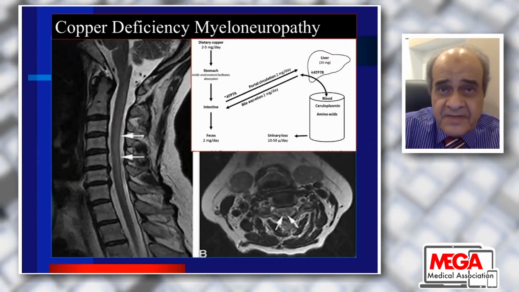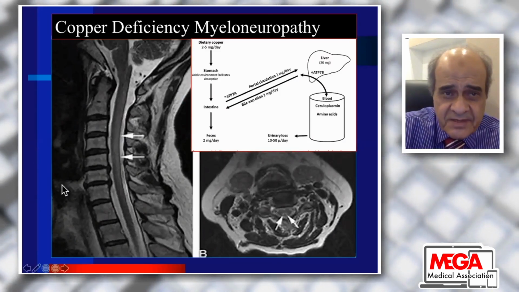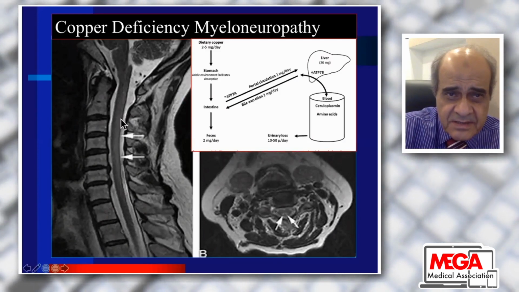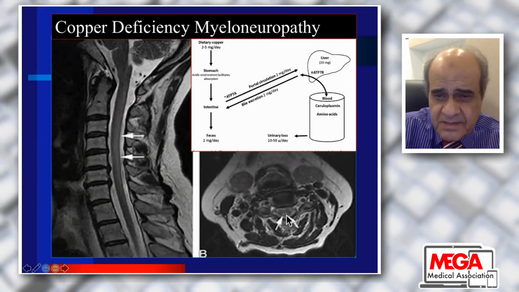Copper deficiency myeloneuropathy is evident here in these pictures. Here there is a problem, and also in the brainstem.